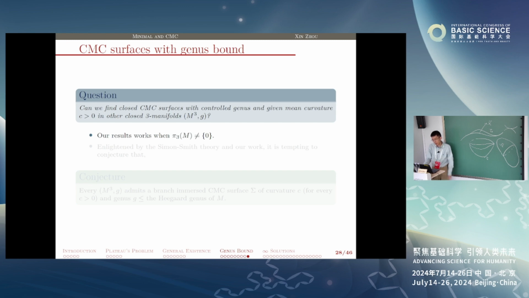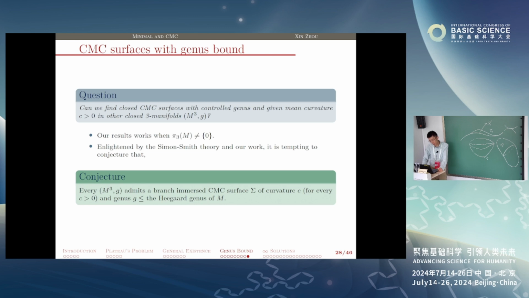So an interesting question left over, as compared with the Simon-Smith theory, was that instead of discussing three spheres, let's consider an arbitrary closed Riemannian manifold. Can we always find closed CMC surfaces with both controlled genus and given mean curvature? Our method applies when pi3 is non-trivial. In our spherical manifolds, we are not sure if it's non-spherical, so our method applies, at least when pi3 is non-trivial.